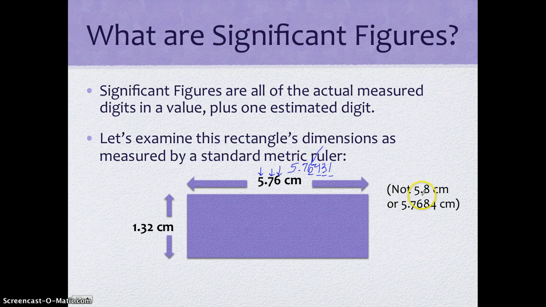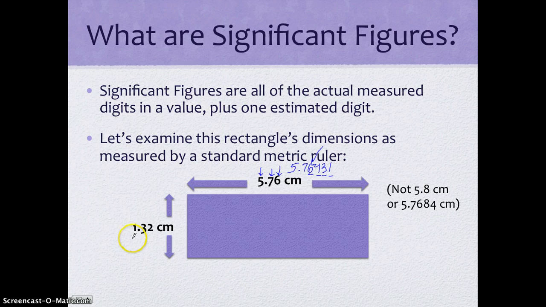So if I have this measuring device, and this measuring device measures to the nearest tenths place, and I'm estimating to the hundredths place, I can't use that measuring device and say, well, this is 5.8 centimeters long. Or it's 5.7684 centimeters long, because the number that I actually use has to reflect the accuracy of my measuring device.